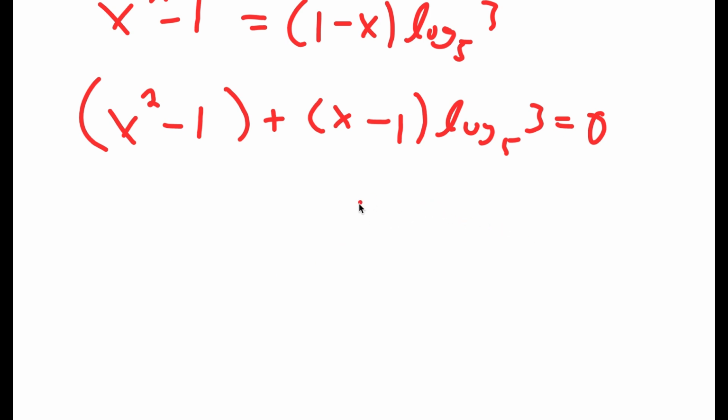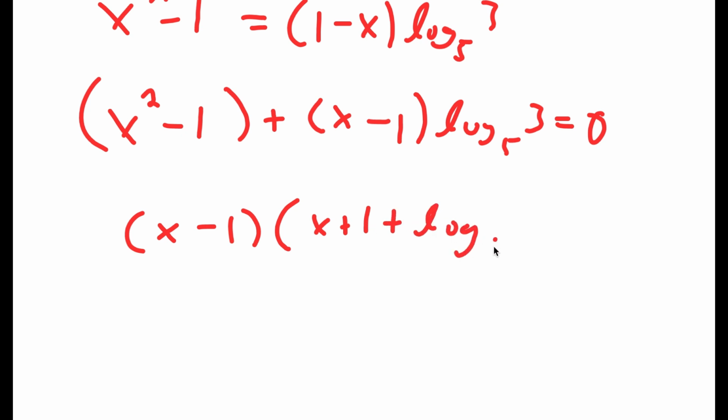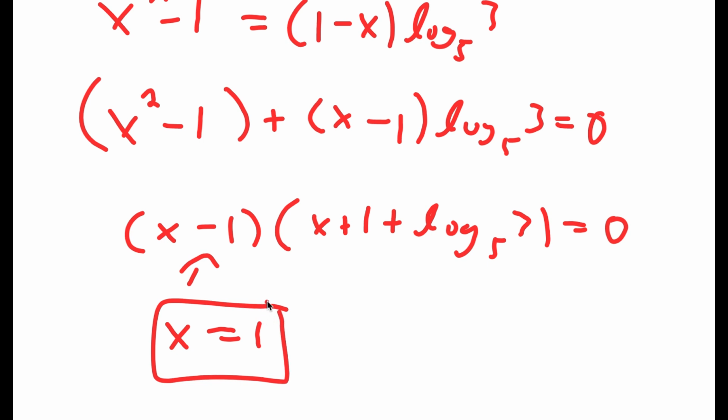And this gets me to x minus 1 times x plus 1 plus log base 5 of 3 is equal to 0, meaning this is one equation, x minus 1 equals 0, meaning x is equal to 1, and if you solve this, you get x is equal to negative log base 5 of 15.